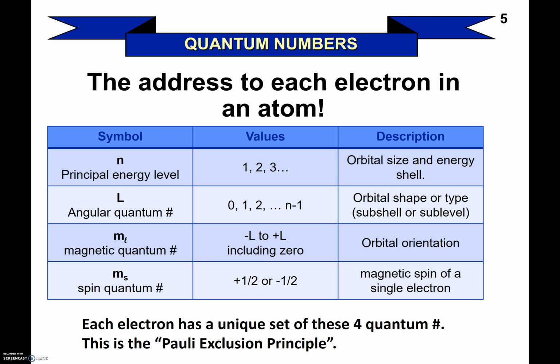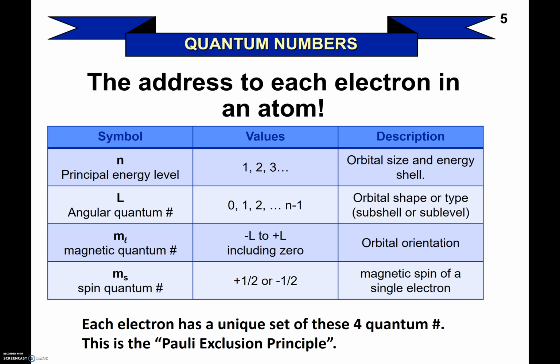The first one is the principal energy level, n, and it has a value of 1, 2, 3. Depends on the energy level where we find that orbital. L is the angular momentum quantum number, and it's a number assigned to the shape, 0, 1, 2. If you're dealing with s orbitals, L is 0. P orbitals, L is 1. D orbitals, L is 2, and f, L is 3. Those are our main ones.